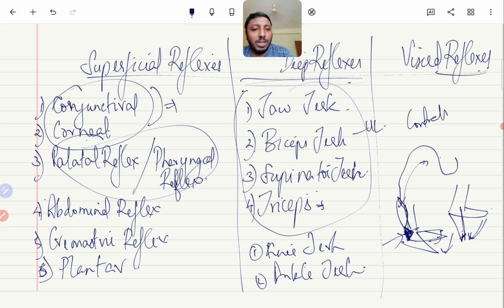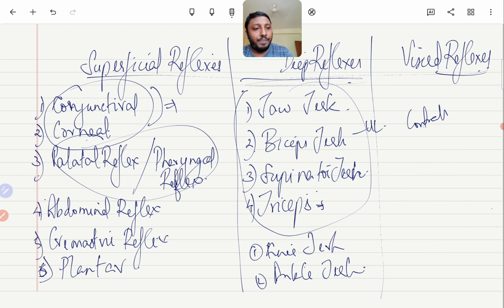So this is what happens in deep tendon reflexes generally. And visceral reflexes: just ask the patient the history, whether there is any problem in eating. You cannot test for visceral reflexes that happen very deep. For a person who is trying to swallow food and can't swallow, you have to ask the person. It's the history part.